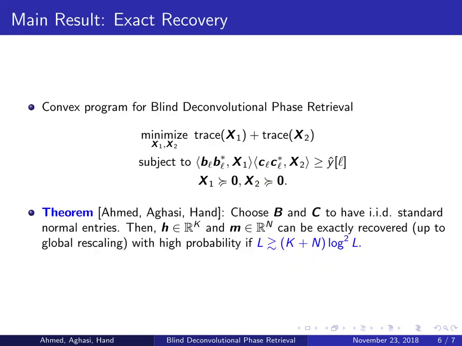We prove a theorem that if B and C have IID Gaussian entries, then the signal can be exactly recovered up to the fundamental global scaling ambiguity with high probability, provided that the number of measurements is almost linear in the number of unknowns. Numerical experiments show that the scaling constants are quite reasonable.